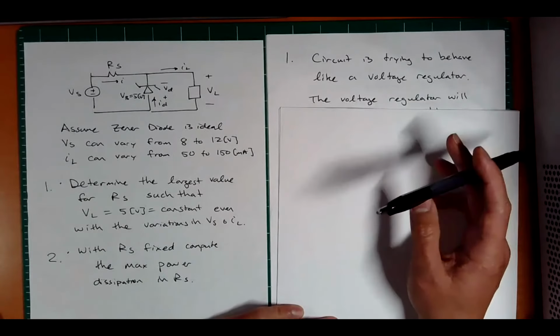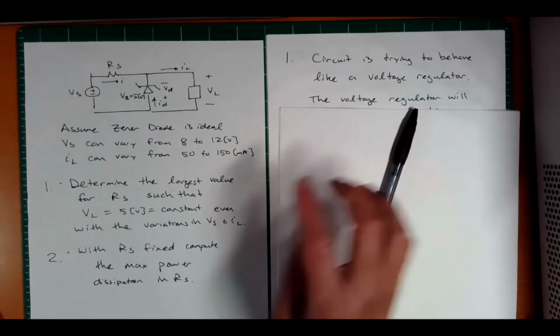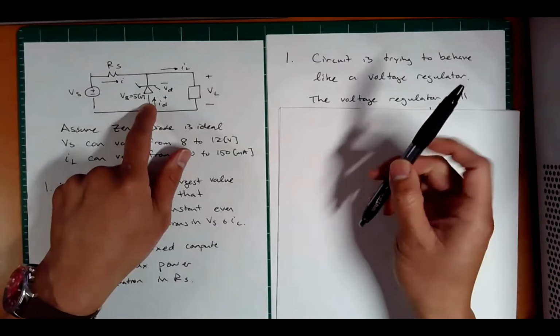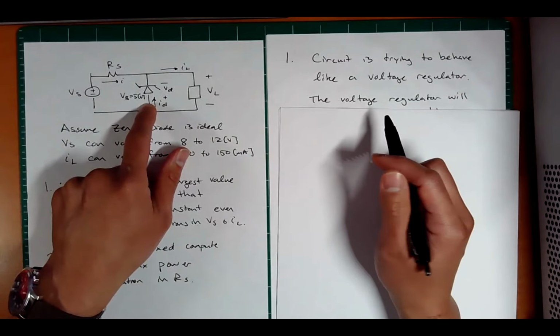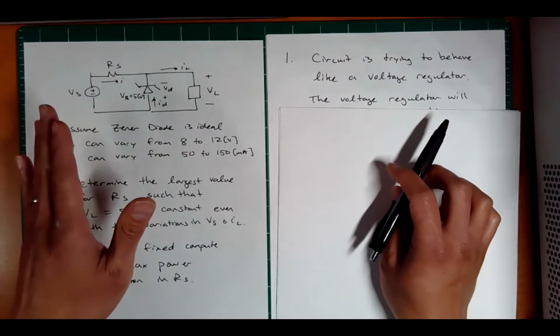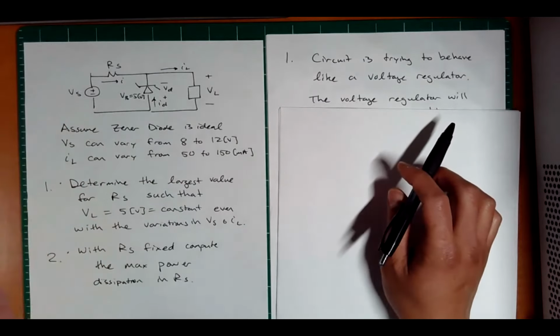Hi, this is ET370, and this is an example problem that I'd like to go over. It's a Zener diode, and the Zener diode is hooked up as a voltage regulator, okay? And I believe this is 10.25 on your homeworks, but let's go over the problem.